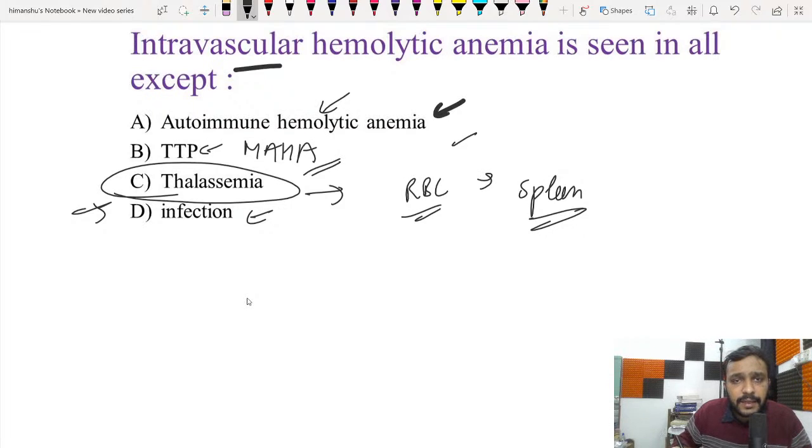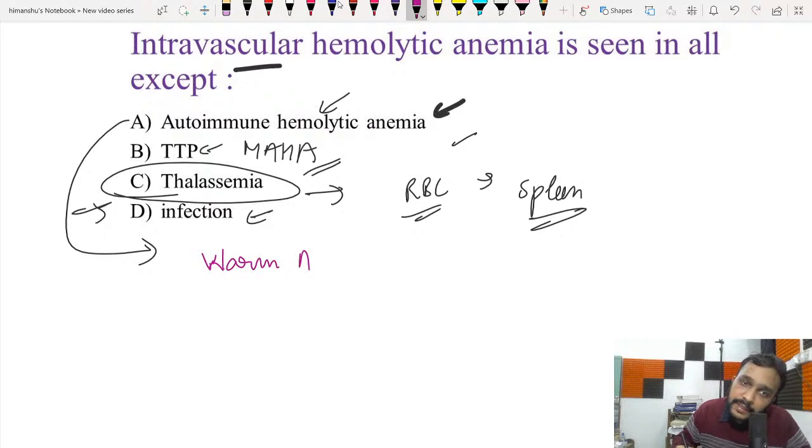Okay guys, I also want to discuss a few questions on autoimmune hemolytic anemia. In the warm type of autoimmune hemolytic anemia, antibodies are formed. Which type of antibodies are formed? Let me know in the comment section.